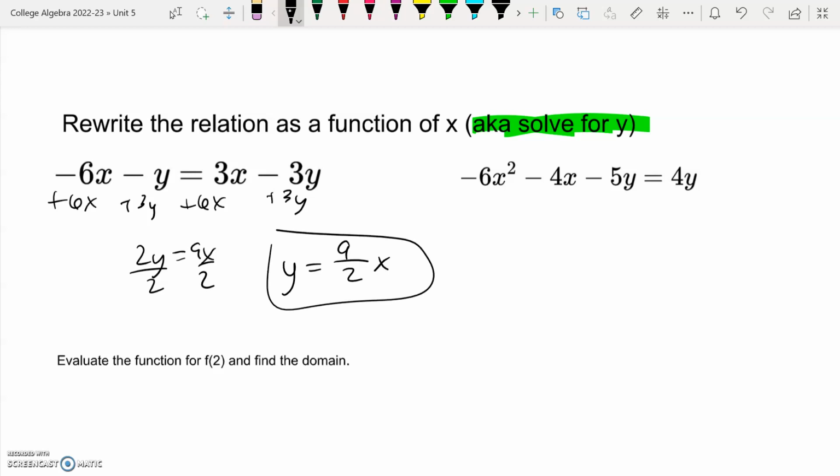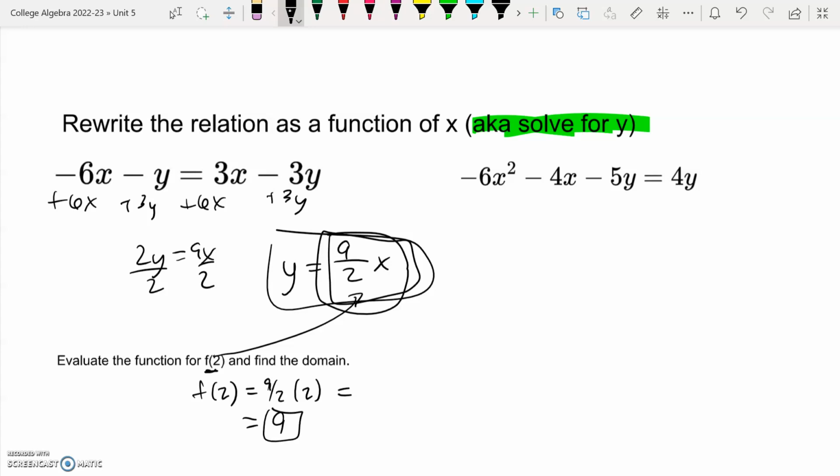So that's what you would type in, and you're really just typing in that part. And then it says in step 2, you're going to plug in 2. So I'd plug in 2, solve it. When you do that, so f of 2, plug in 2, I solve it. I end up with 9. That's what you would type in that box.